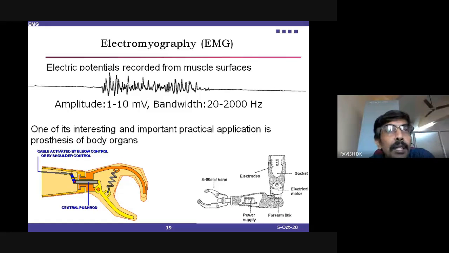So the EMG application is, if any person has amputated his limb, his hand, we can take the EMG signal from the brain to the muscle end, and there we can get the EMG signal and convert it to the prosthetic hand or artificial limb or robotic arm, and that is the application of EMG.